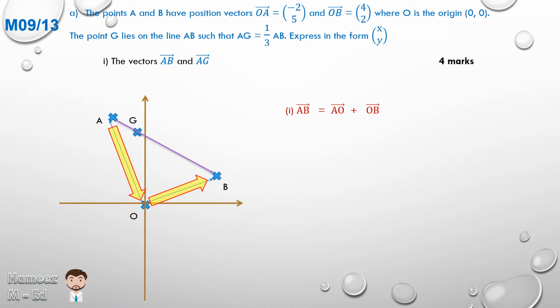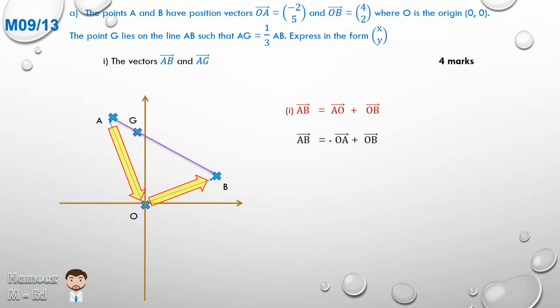So if we have our formula, now let's see if we could substitute. We don't actually have values for AO, we have for the opposite, OA. And what's the difference between one and the other? The direction. So we can rewrite that line we have in red as AB is equal to minus OA plus OB, because minus OA is the same as writing AO.